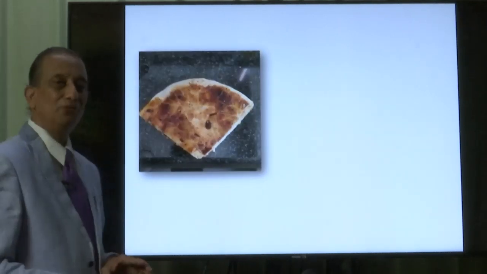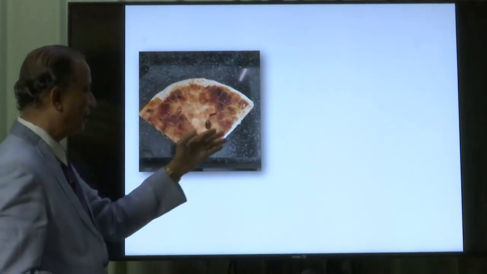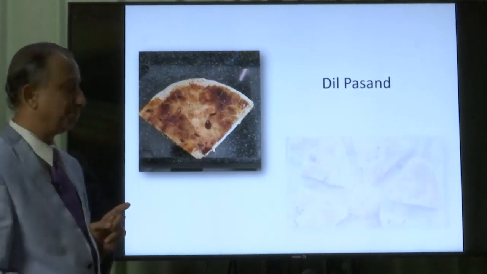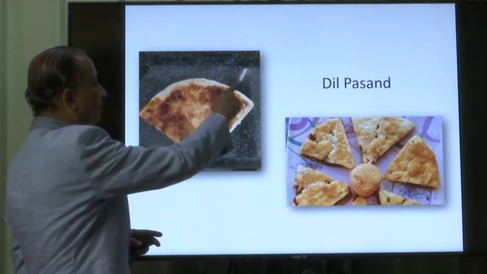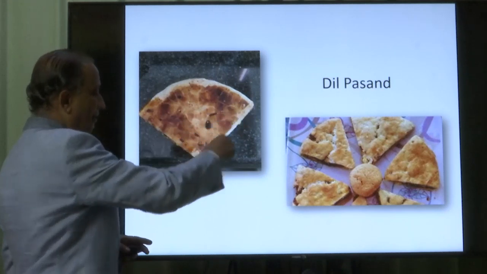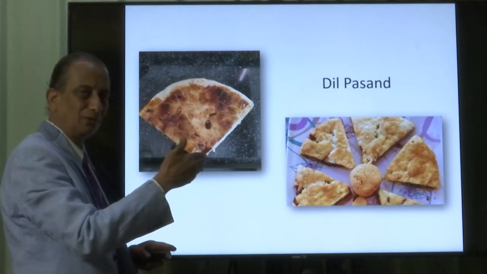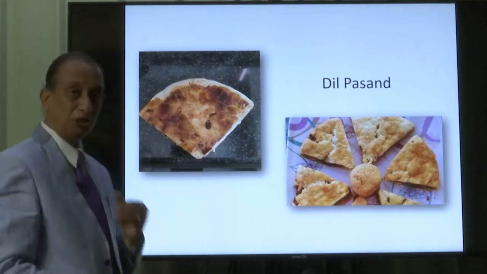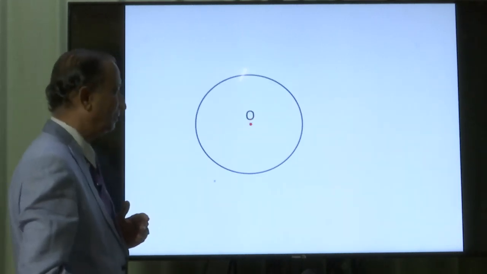Okay. Now, we are seeing one important bakery product. You know, we have tasted this so many times. This is called Dil Pasand. So this looks like a curve, and here is one radius, and this is another radius. This is something connected to a circle only. Okay. So this is called a sector of a circle. This kind of shape, wherever you see, is called a sector of a circle. So let us try to understand what we mean by a sector of a circle.